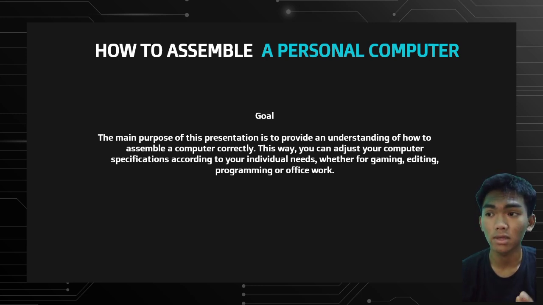For example, if you need better performance for gaming, you can add a more powerful graphics card. On the other hand, if it's for office work, you can choose a more efficient processor with larger storage capacity. Finally, by understanding how to assemble a computer, you also gain knowledge about how its components work. Therefore, this understanding will be very useful for anyone who wants an optimal and customized computer.